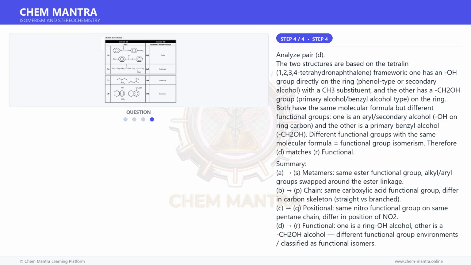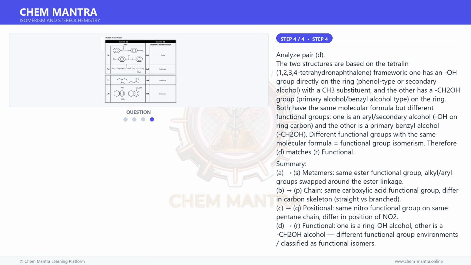And for the final step, analyze pair D. The two structures are based on the tetralin, 1,2,3,4-tetrahydronaphthalene, framework. One has an OH group directly on the ring, phenol type or secondary alcohol, with a CH3 substituent, and the other has a CH2OH group, primary alcohol, benzyl alcohol type, on the ring.